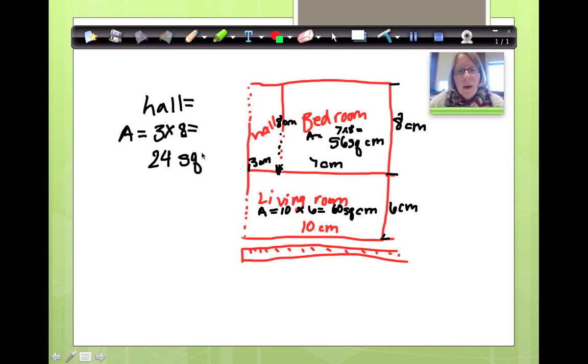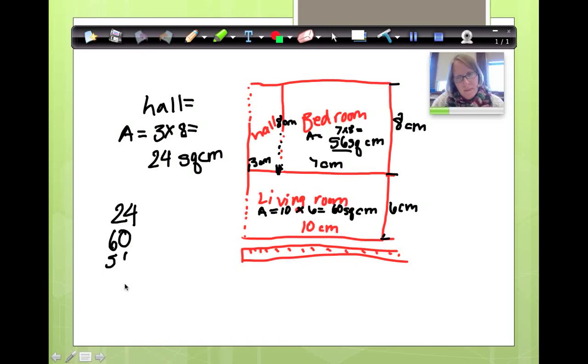Now, can I find out what my total is for this whole area? Sure. For this whole part of my house, I can add up my areas. So the area of the hall would be 24. The area of the living room is 60. The area of the bedroom right here is 56. Okay, so let's add it up.